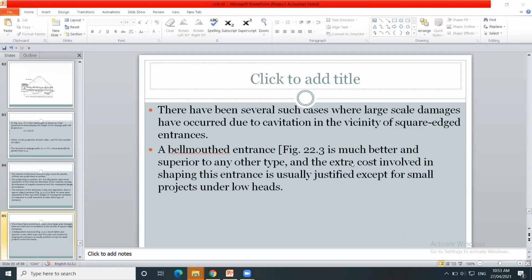So a bell mouth entrance is much better and superior to any other type of entrance, much better than the square edged entrances. In this, cavitation is avoided. So the extra cost involved in shaping the entrance is usually justified, except for small projects under low heads.